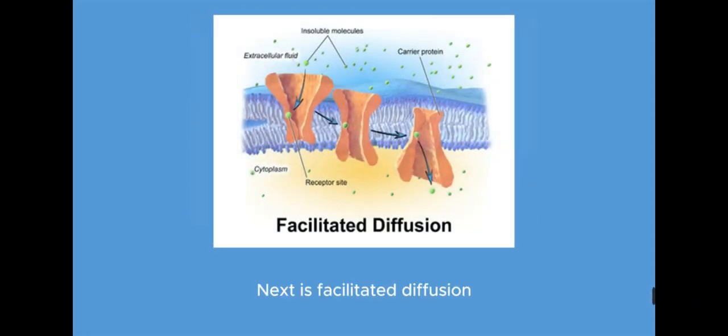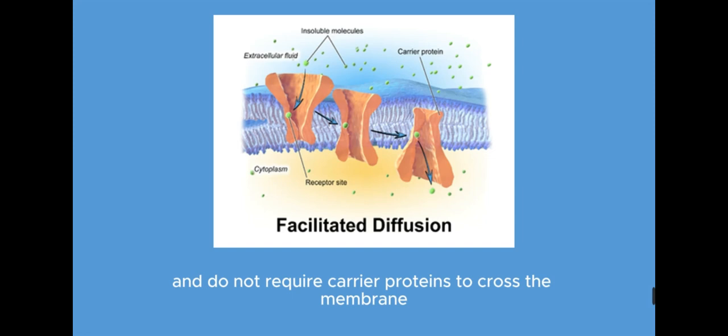Next is facilitated diffusion. This refers to the movement of molecules across the cell membrane with the help of carrier proteins without the use of energy. Facilitated diffusion only plays a role in uptake of polar toxicants, as most inhaled toxicants are fat soluble and do not require carrier proteins to cross the membrane.